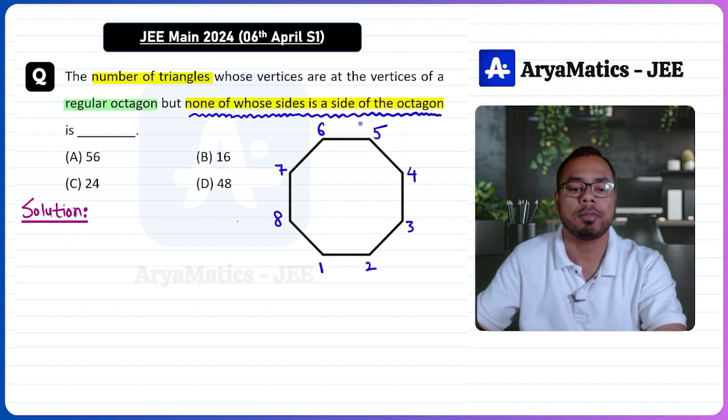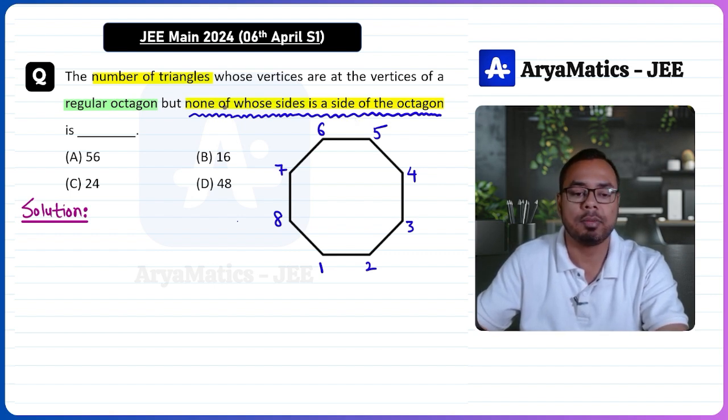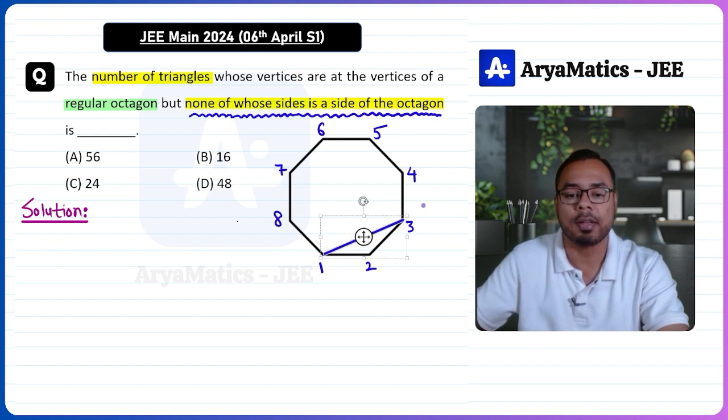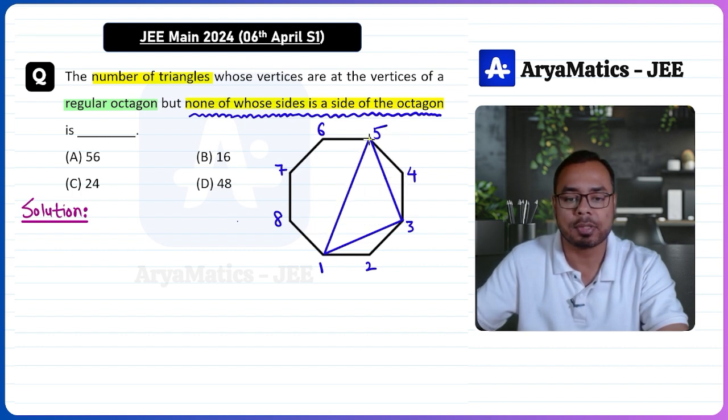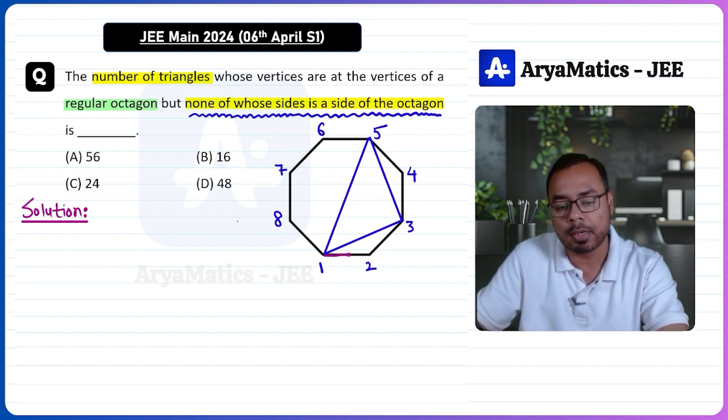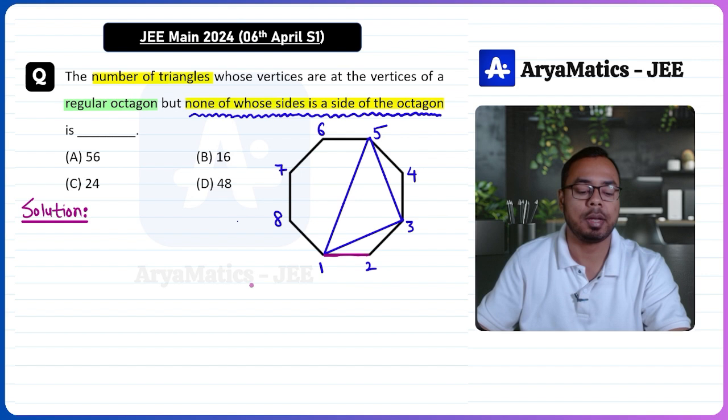Now see here, if I want to create a triangle which does not have any side common with the side of the octagon, then basically we have to select three vertices and the condition is that no two should be consecutive, right? For example, suppose if I select points like 1, 3 and then 5, then we'll get a triangle which has no side common with the octagon. However, if you select any two consecutive vertices, for example, if you select 1, 2 and then 5, then this side will be common between the triangle and the octagon, right?